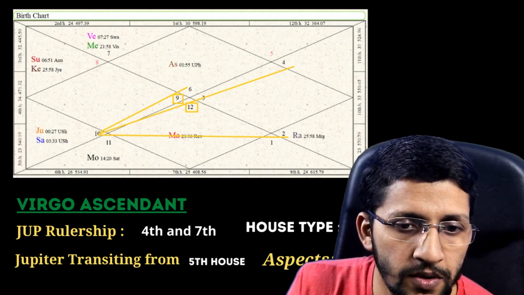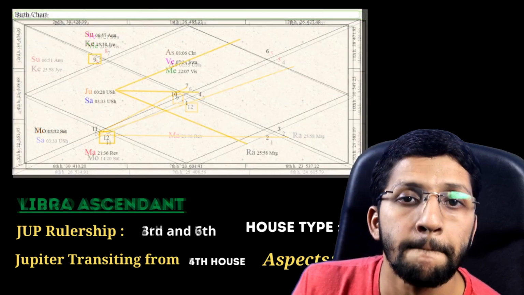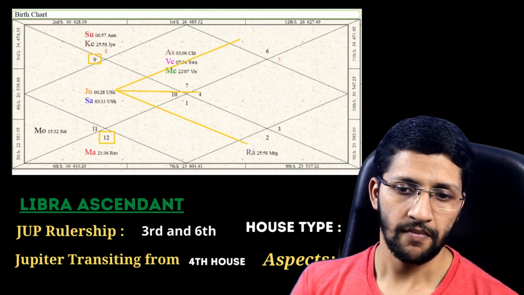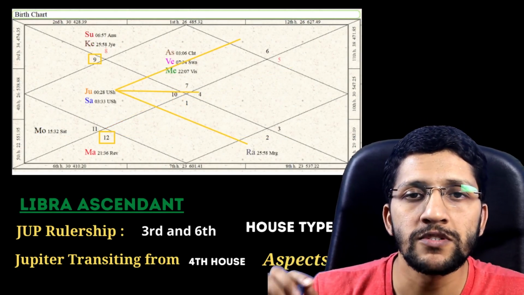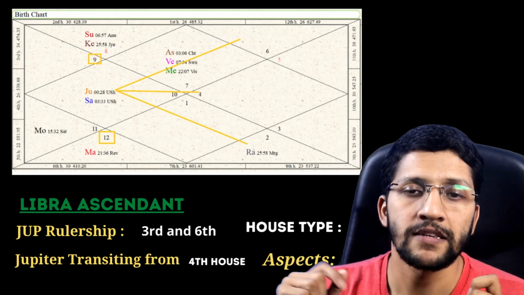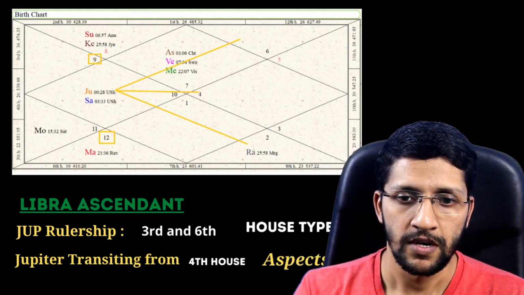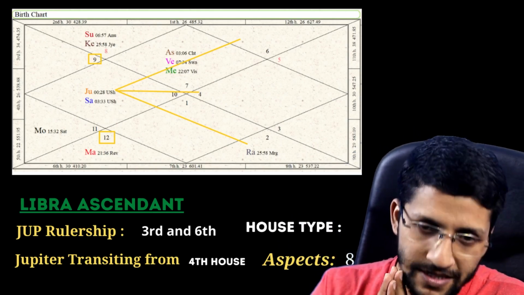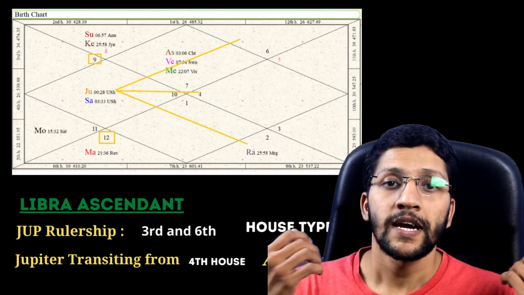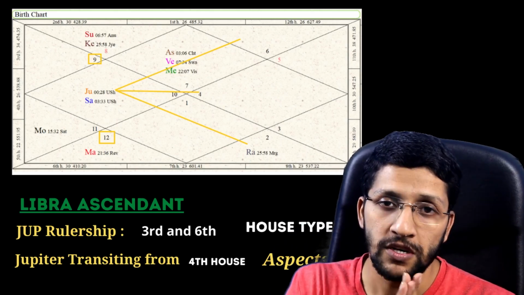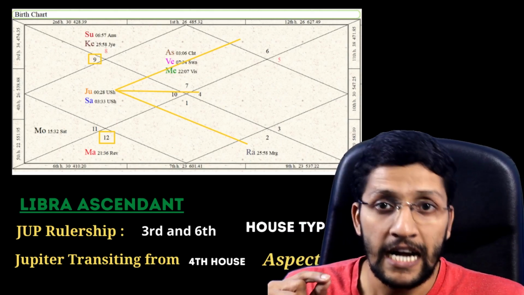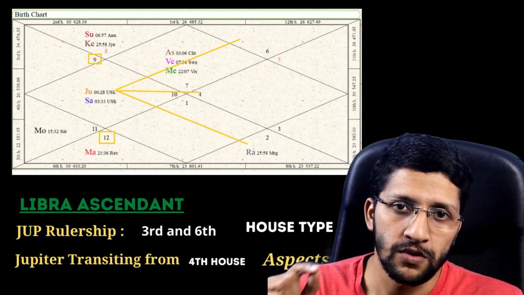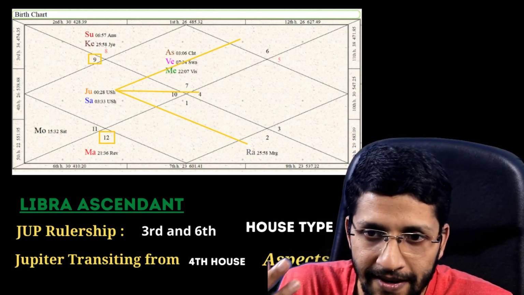Next one we are going to look at is the Libra. For Libra, Jupiter rules the 3rd house and the 6th house of the horoscope, and Jupiter is placed into the 4th house along with Saturn. So when we are looking at Jupiter into the 4th house conjunct with Saturn, it aspects the 12th house of the horoscope, which is the house of spirituality.